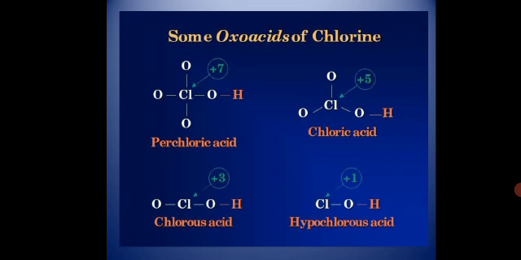Similarly, in the case of bromine and iodine, we have the same thing. The only difference is that for bromine and iodine, we don't have bromous acid and iodous acid. Otherwise, the rest of the acids exist. That is, you don't have the oxidation number of +3 in the case of bromine and iodine, because that compound does not exist. It's a bigger atom, and it does not exist for that purpose.